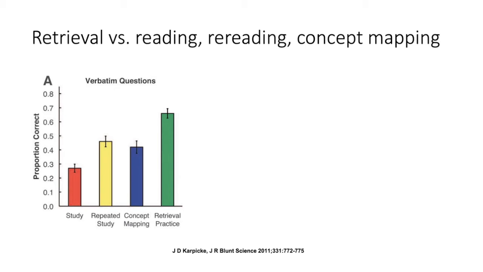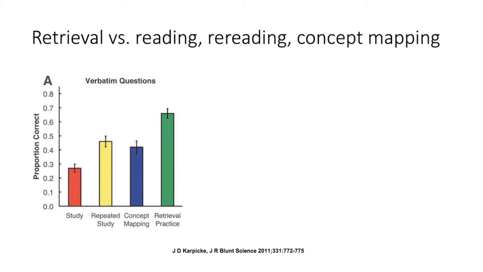Here are the results. Graph A shows the test scores for the 4 groups on verbatim or factual questions. These are simply questions that students could answer by remembering information that was explicitly stated in the article. As you can see from left to right, you see the different learning methods. First, the red bar is the study group, which read 1 time. The yellow bar is the repeated study group, which read up to 4 times. The blue bar is the concept mapping group that read the material and made a concept map. And the fourth, the green bar, is the retrieval practice group, which read the material and then tried to remember everything they could about the article.